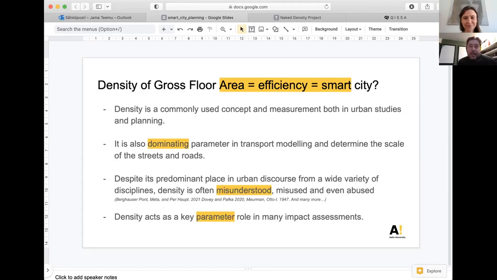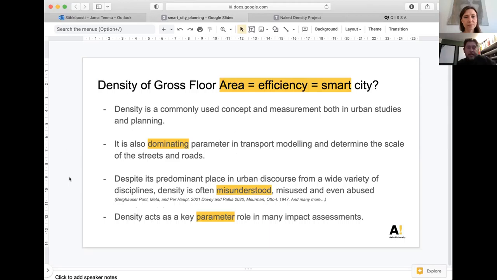Density of gross floor area, is it really smart? That's the question. And density is a commonly used concept in planning and also just in urban studies. It is a very dominating parameter in transport modeling also, and that way determines the scale of our environment through the streets and roads and all those issues.